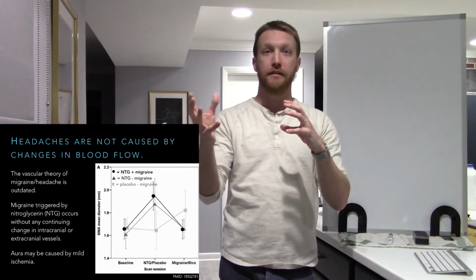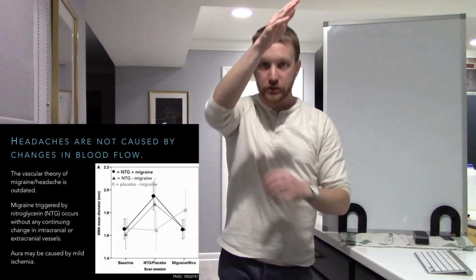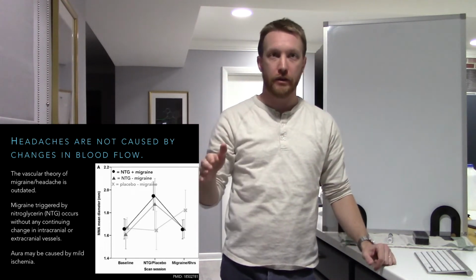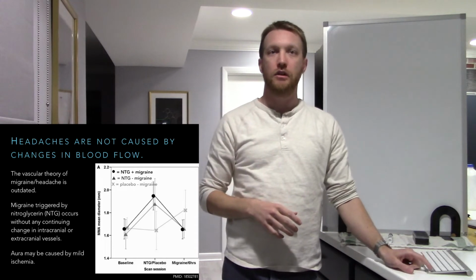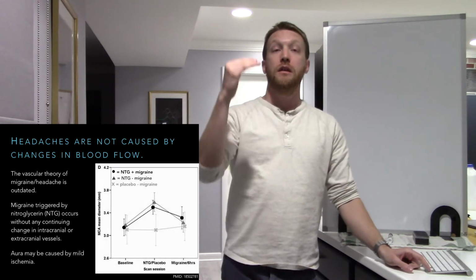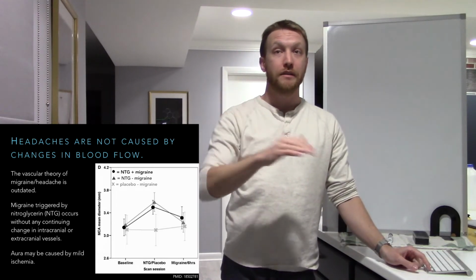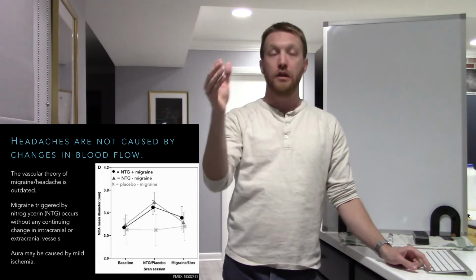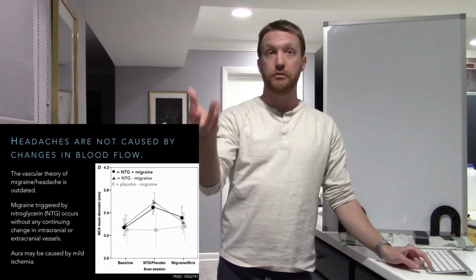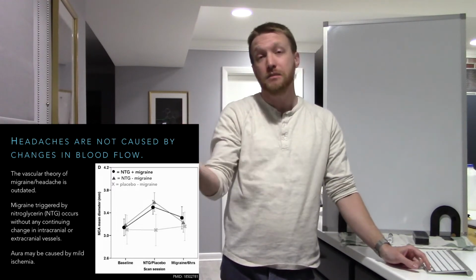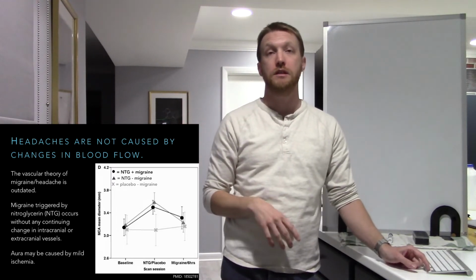But during the migraine, it's not bigger. Notice it dropped right back down during the migraine. Having the big blood vessel doesn't cause the migraine. And you'll see the difference between those who got nitroglycerin and developed migraine or didn't, they have the exact same pattern. So what we can see here is that nitroglycerin causes vasodilation, and sometimes it causes migraine, sometimes it doesn't.